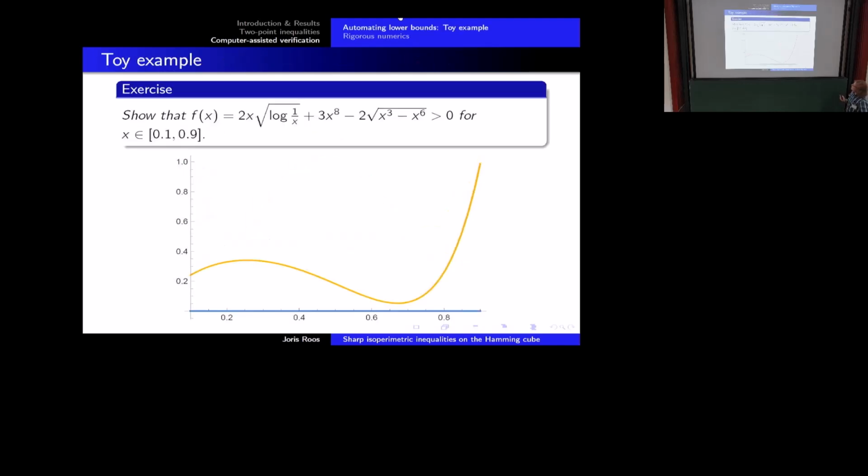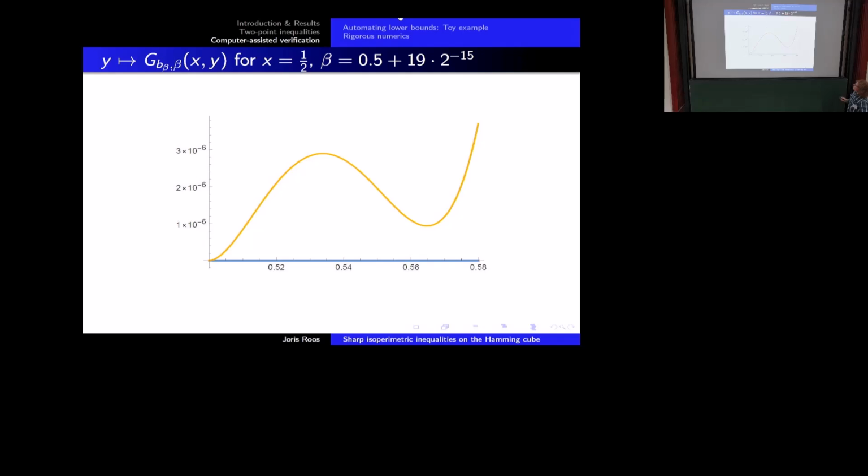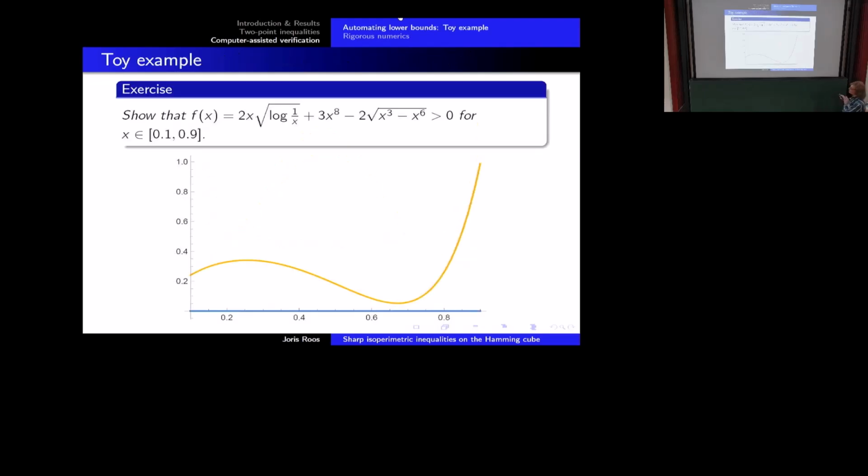So let me now show you how a computer can help. I'm claiming you don't need to work at all to prove this inequality. Okay, I'm lying, but you don't need to work much more than you might think to prove such an inequality, that this is greater than 0. As long as it's true, the computer can actually do a lot of that for you. And here's just a small toy example of how that can be done.